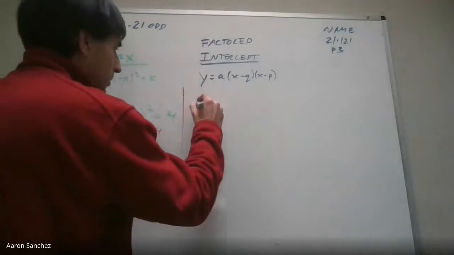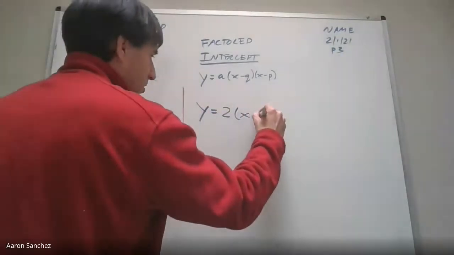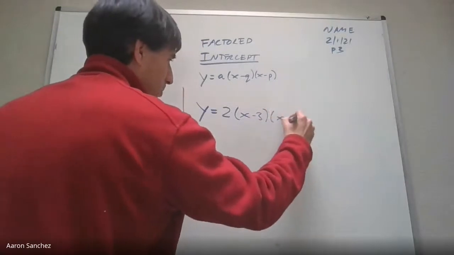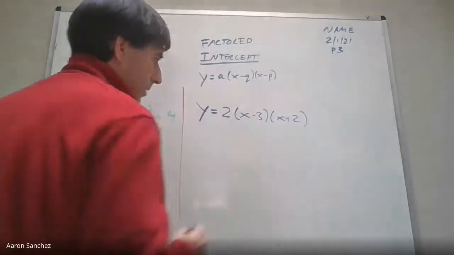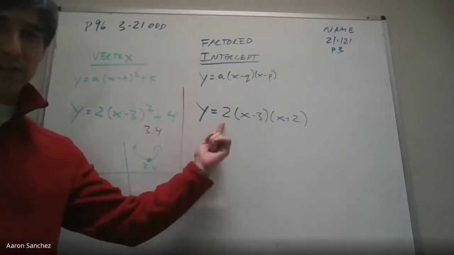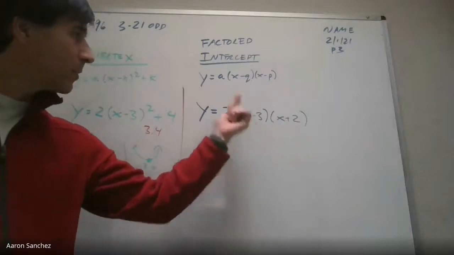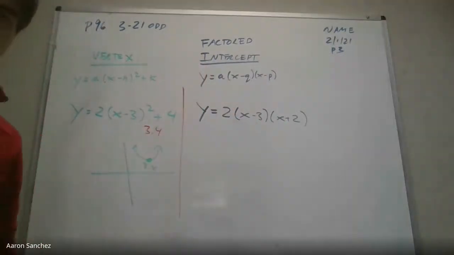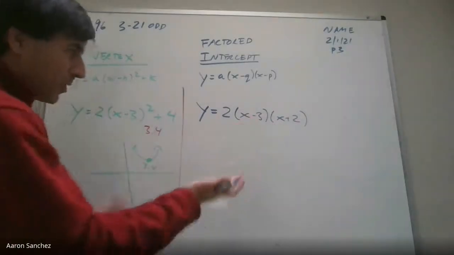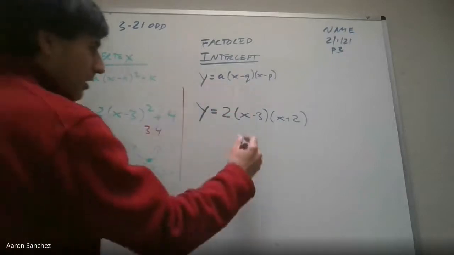Now, sometimes y equals 2 times (x minus 3) times (x plus 2). I don't know, just put those in there. Remember, this is the stretch factor, so I'm not going to focus on that so much. But remember, the intercept form tells us where the x-intercepts are. I'm just putting in numbers, so I think you feel more comfortable with numbers. The letters are kind of confusing.